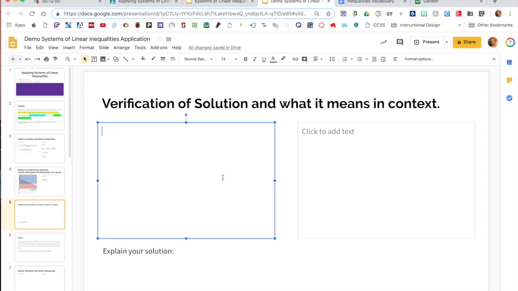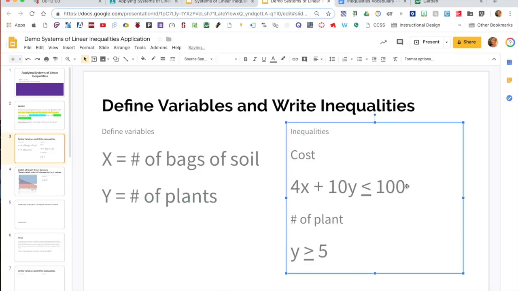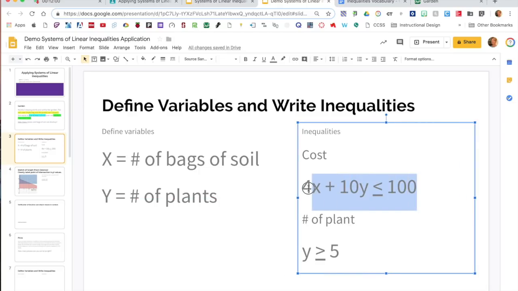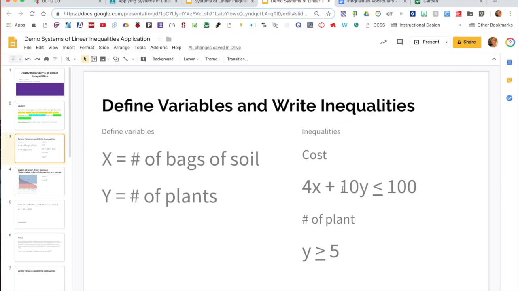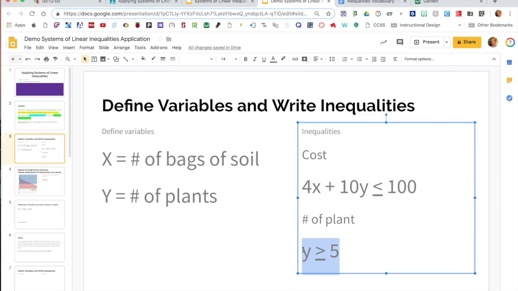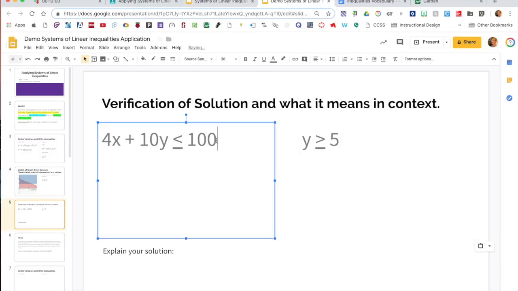So to verify our solutions, we're going to take our inequalities. I've got my first inequality, 4x + 10y ≤ 100. I'm going to drop that into my first space. My second one is y ≥ 5, and that's going to go into my second space, and we're going to go ahead and do the verification process.